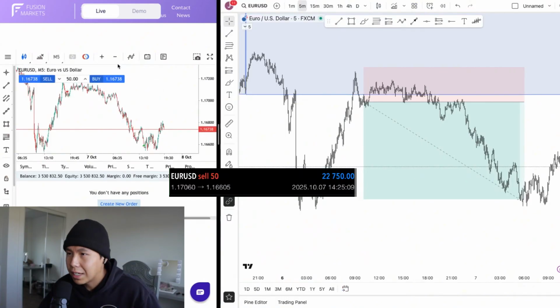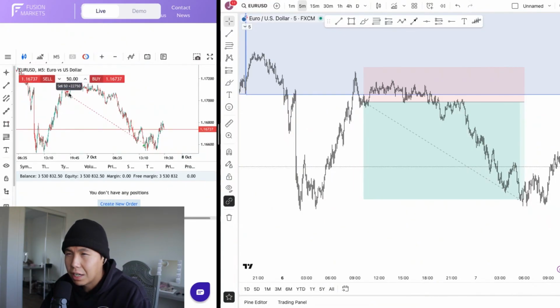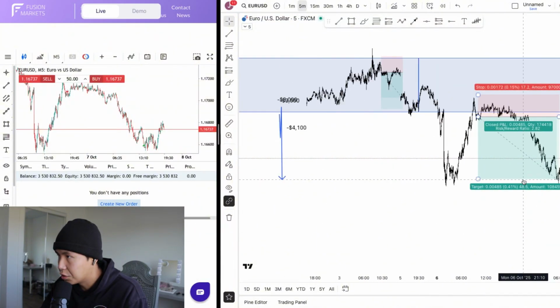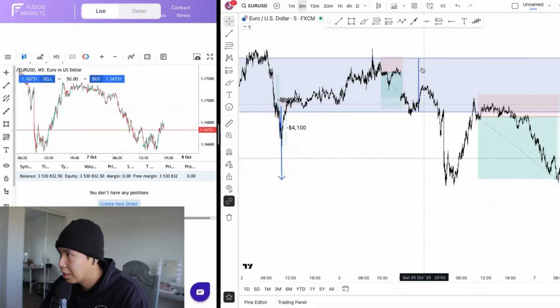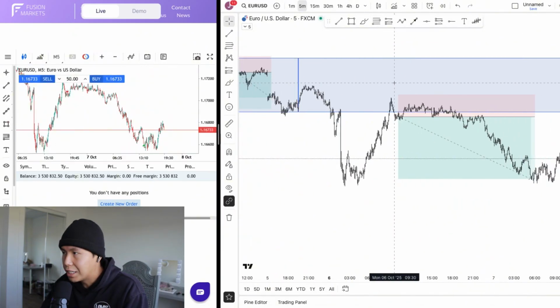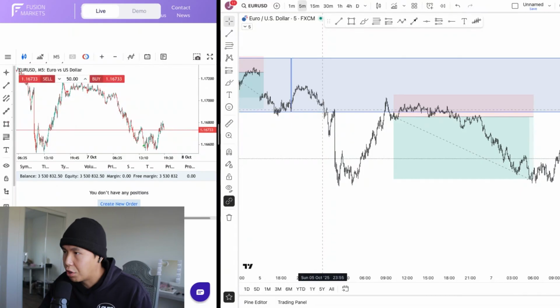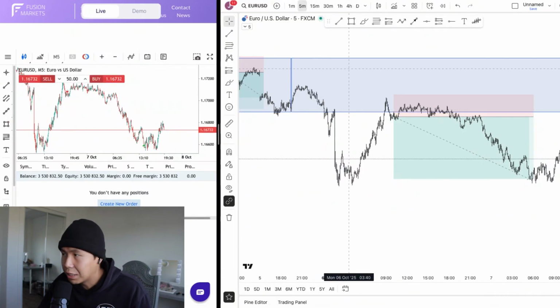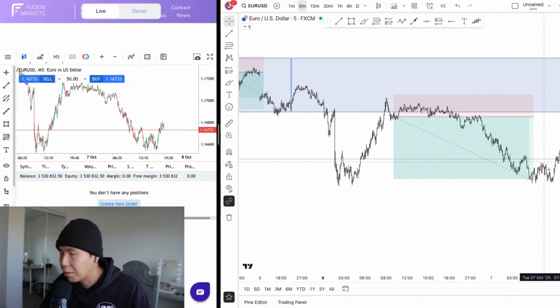Okay, so it's the next day and the trade hit. As you can see, Fusion Markets live account hit for $22,750. Pretty much what I was looking for is this is a key consolidation zone at the top here, and pretty much per my entry model, if price drops out of it like it did right here, more often than not it comes back and retests the top of it before it starts to drop back down again.